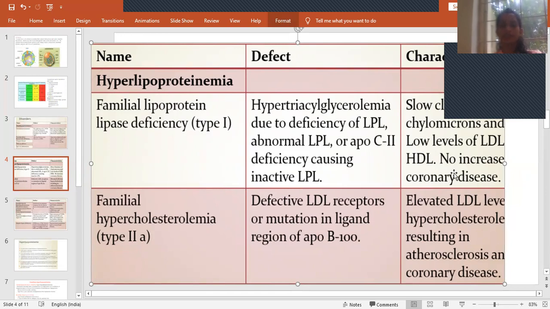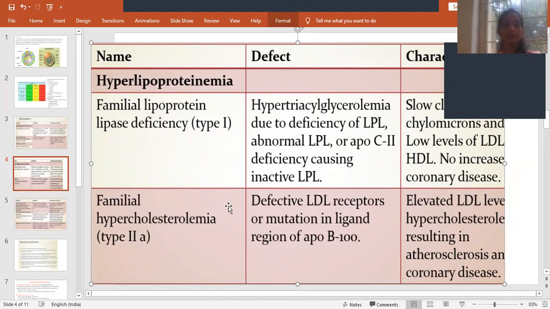But there is no increase in coronary disease. There is no risk of getting coronary disease. Okay, why? LDLs are the main reason which causes coronary disease. So as their levels are also decreased, there is less risk of getting coronary disease.